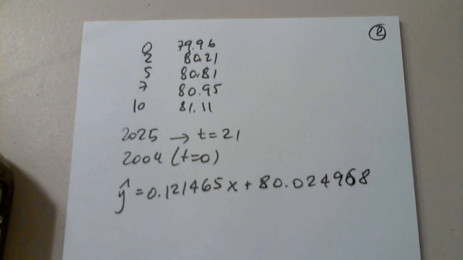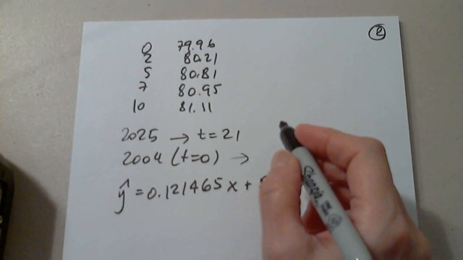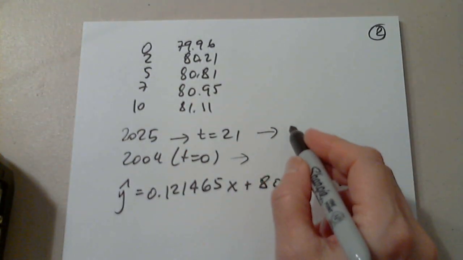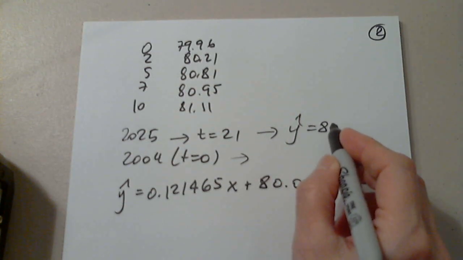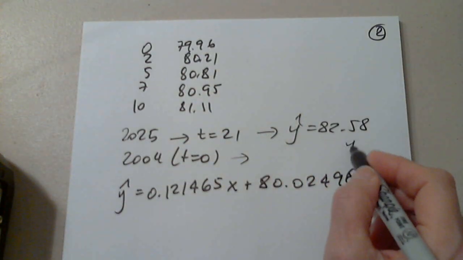And I have everything already entered. I didn't mean that. I meant this. So the calculator already did that. And now I want second and table, and I will plug in 21 years. So for 21 years, I have 82.58. So for that, y hat is 82.58 years.